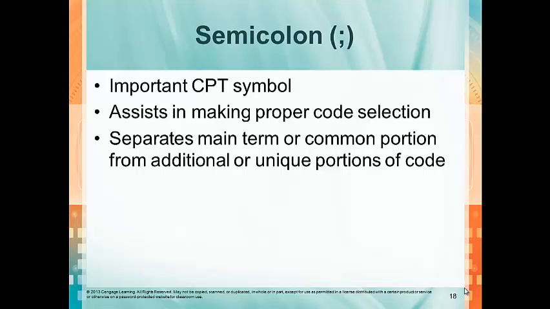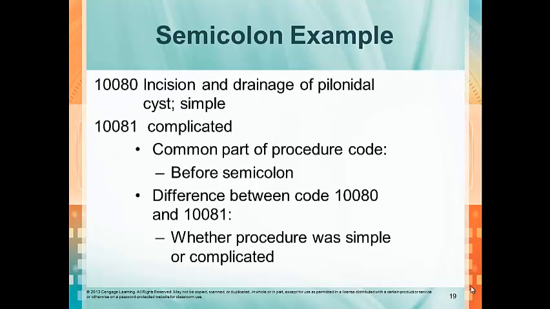The semicolon is an important CPT symbol. It assists in making proper code selection and separates the main term or common portion from the additional or unique portions of the code. A semicolon example is incision and drainage of pilonidal cyst, simple, and 10081 for complicated.